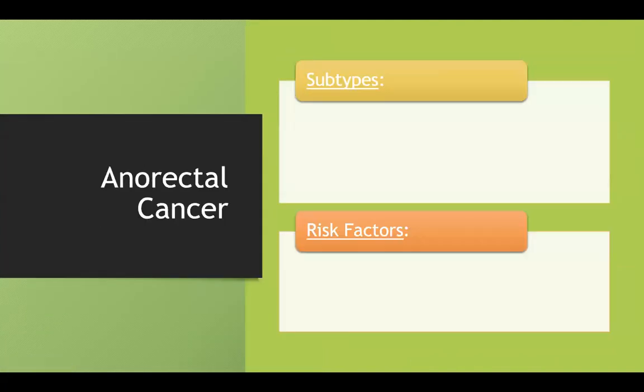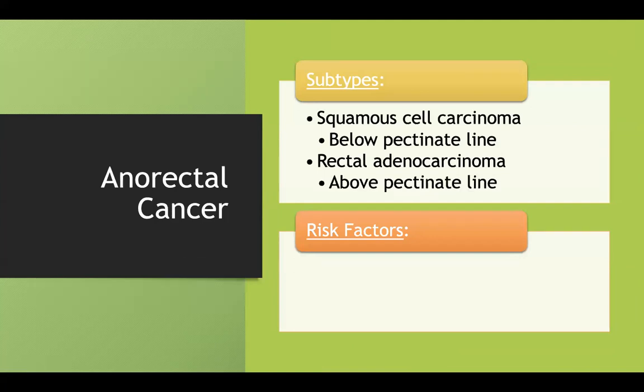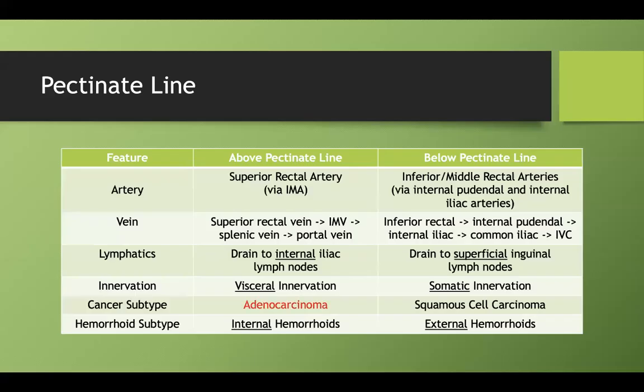Okay, so anorectal cancer is our last rectum-specific condition we'll talk about. You can get squamous cell carcinoma if it's below the pectinate line, and it'll be referred to as an adenocarcinoma if it's above the pectinate line. And again, that shouldn't surprise you. That's the same thing we went over earlier.